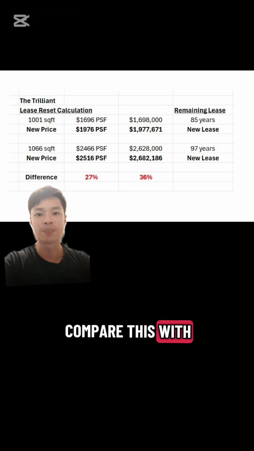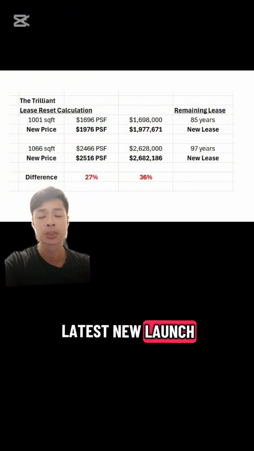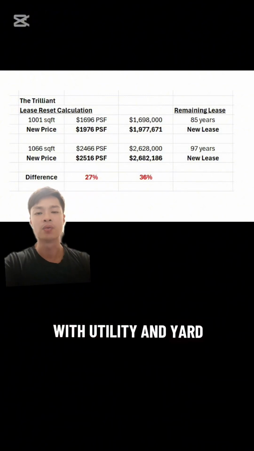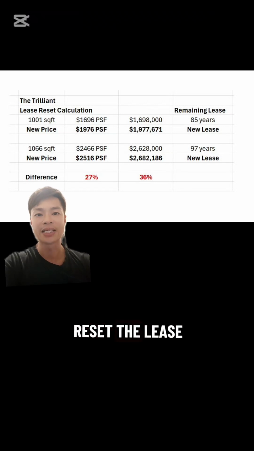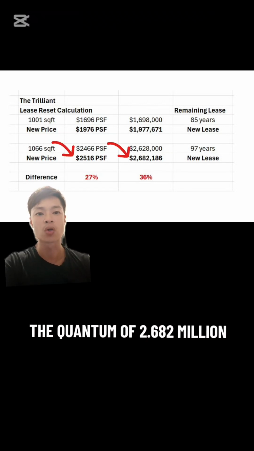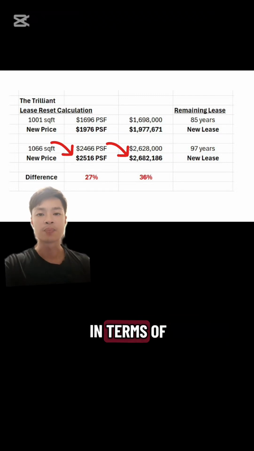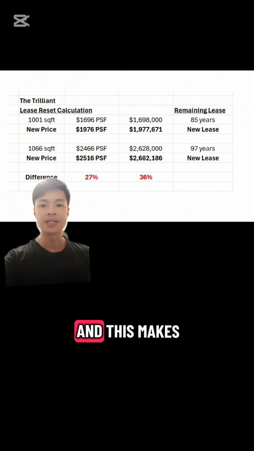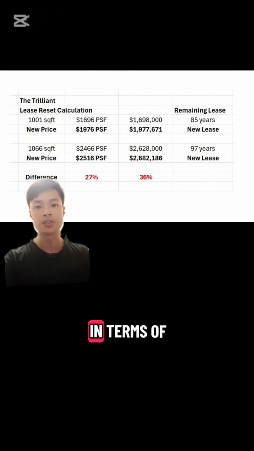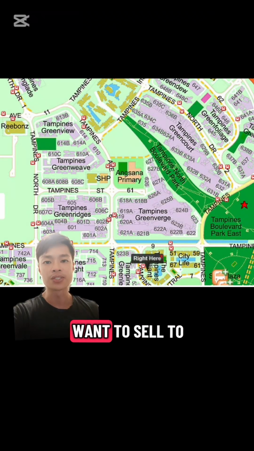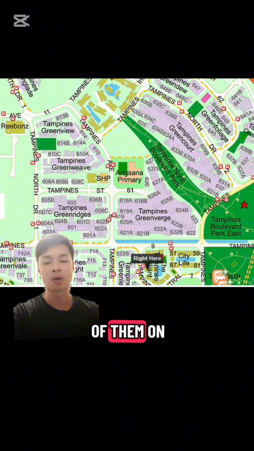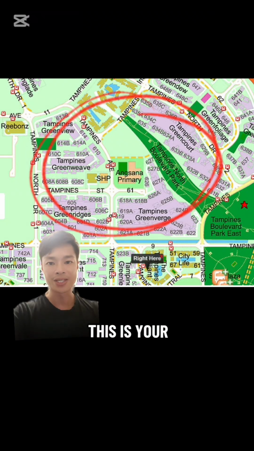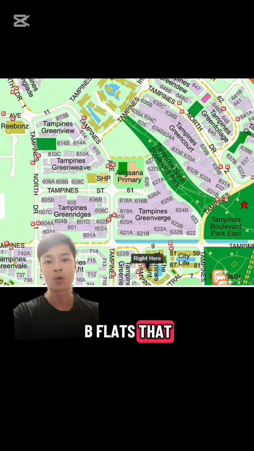And if we compare this with Parktown Residences, which is the latest new launch, for the layout with utility and yard, it will be 1066 square feet. So if you reset the lease, it will be at 2516 PSF with the quantum of 2.682 million. In terms of PSF, there's a gap of 27%, and in terms of quantum, there's a gap of 36%. And this makes Trillion safe as a resale property in terms of entry price. So for the exit plan, you want to sell to HDB upgraders, and there are plenty of them on the northern side of Tampines. This is your exit plan because there are plenty of HDB flats that will MOP.